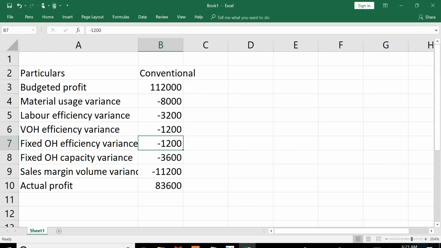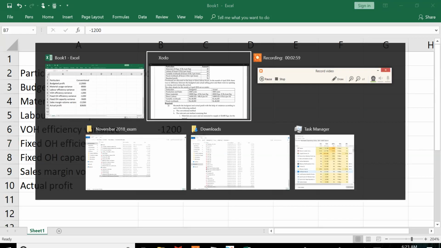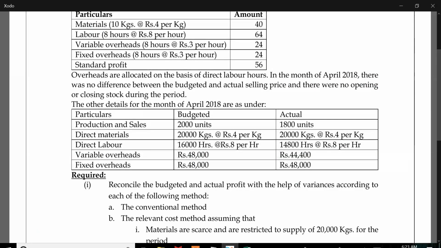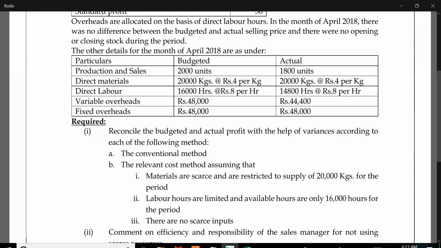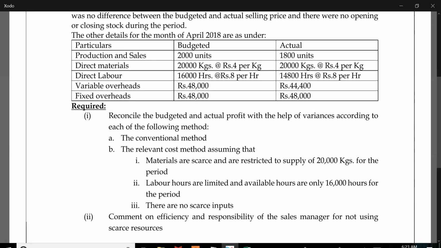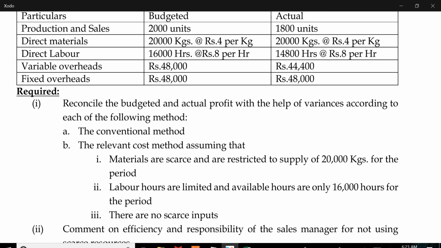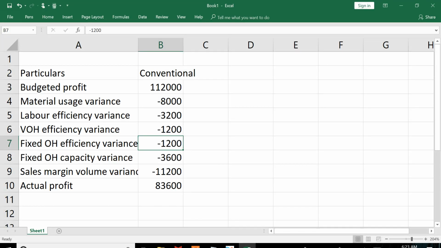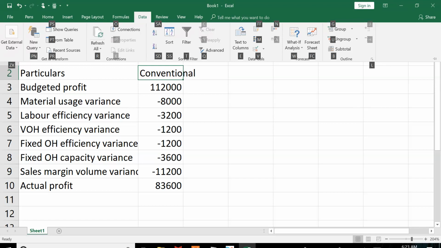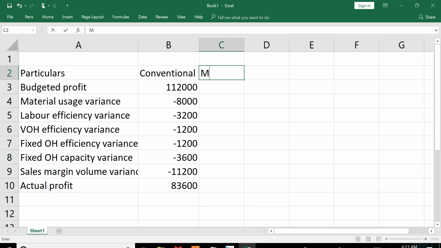Okay, this is what we had done in the last class. I had told that I'll continue with that problem in today's session. So we have done with conventional method of reconciliation. I have 3 more methods in relevant costing. They are saying materials are scarce, labor is scarce and no scarce inputs. So I'll explain this and then you can note it down.